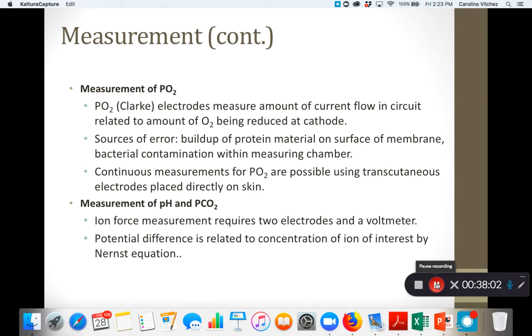This method does continuous measurements of partial oxygen, and these are done possibly by using transcutaneous electrodes that are placed directly on the skin. Also, there is measurement of the pH and partial CO2. There's an ion force measurement that requires 2 electrodes and a voltmeter, and the potential difference is related to the concentration of the ion of interest by the Nernst equation.